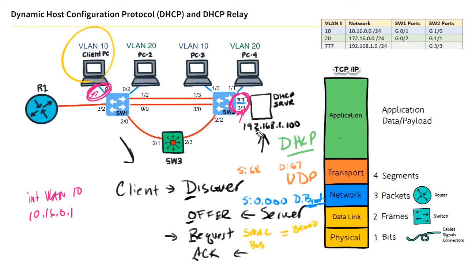So when this client does the DHCP discover, what should happen is this interface should pick it up and ship it over the network to the server. The server should respond back, and we should be able to see the entire conversation twice, once here and once here.